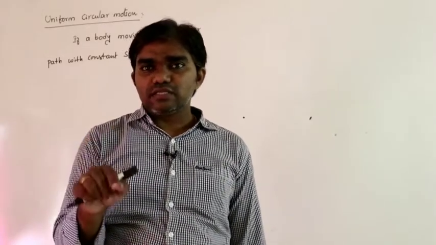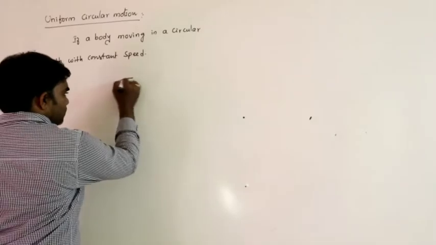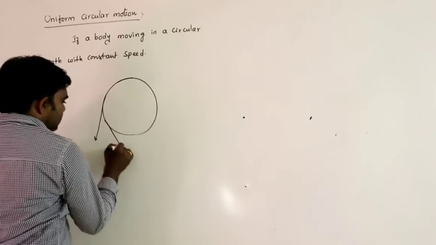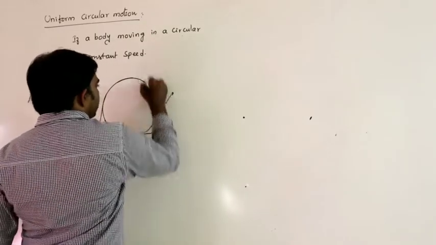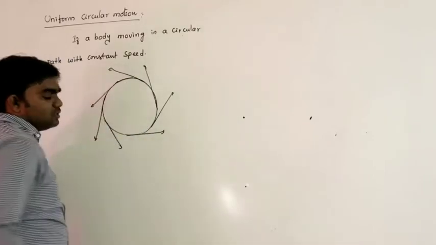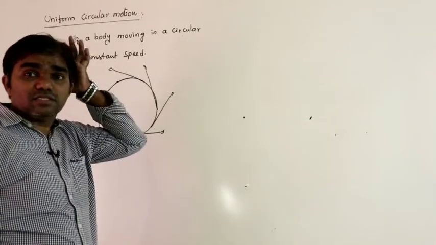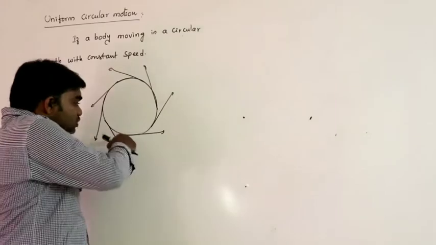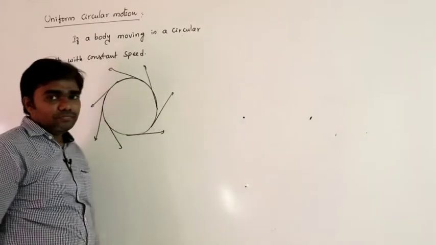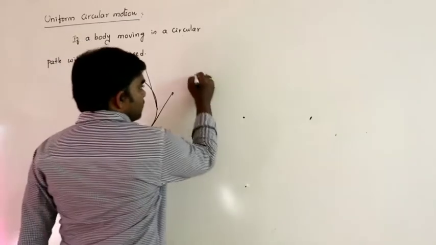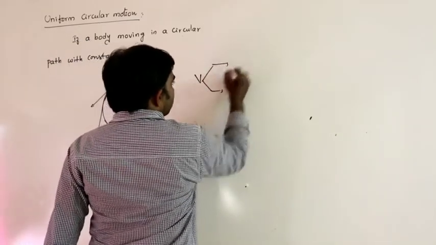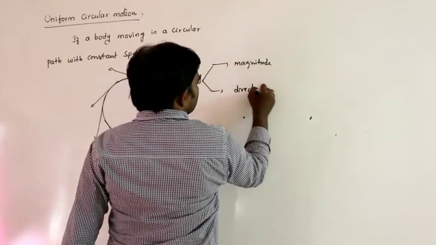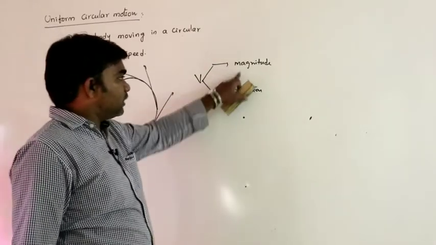Don't call it uniform velocity, because if the body is performing circular path, what does the tangent drawn at any point indicate? The direction of motion of the body. That means the direction of the particle continuously changes. So what is meant by velocity? Velocity is a vector quantity, it must have both magnitude and direction.